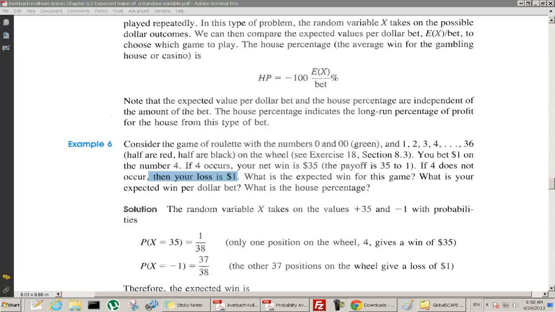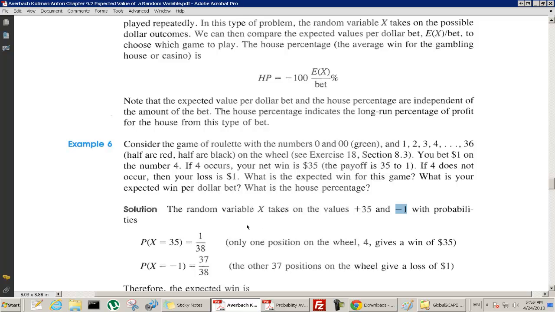We're going to define a random variable to express what are the different outcomes. And by the different outcomes we mean what can happen to you if you play this game where you bet on a single number like a 4. What can happen in terms of your financial outcomes? So what are the two possible financial outcomes? One is that you'll be up $35, so plus 35, and the other is that you'll be down $1.